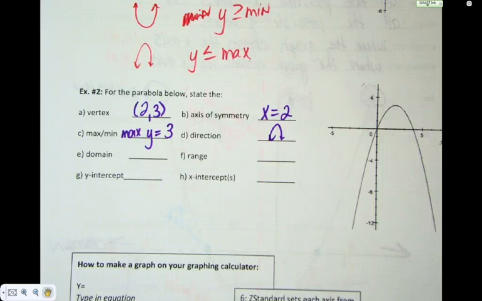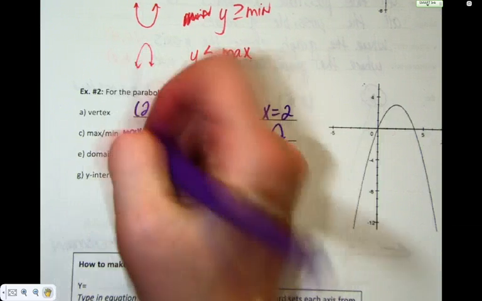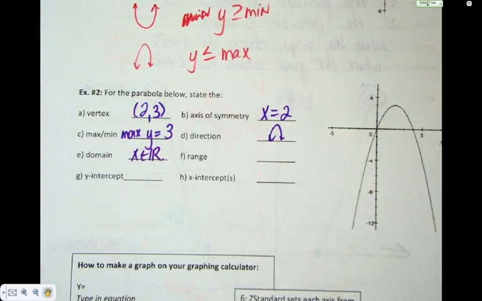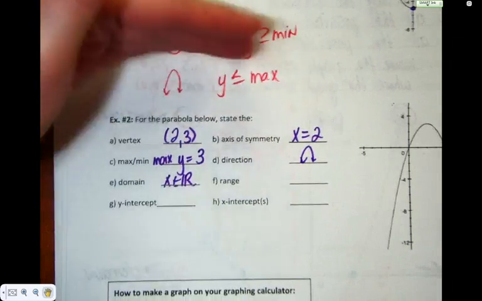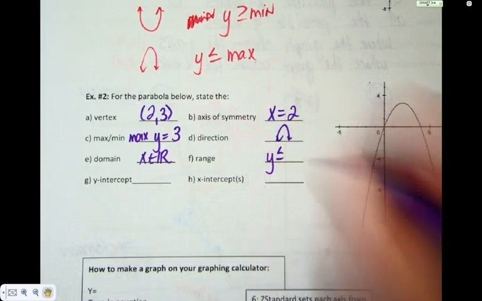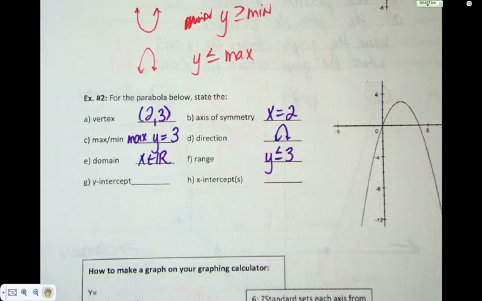The domain is the freebie point, the gimme point, because it's always going to be the same: x ∈ ℝ. The range you can think of logically, or you can just memorize the two sentences above, completely up to you. It comes from the direction. So this one is going to be y is less than or equal to 3, because it comes from the max, which comes from the vertex.